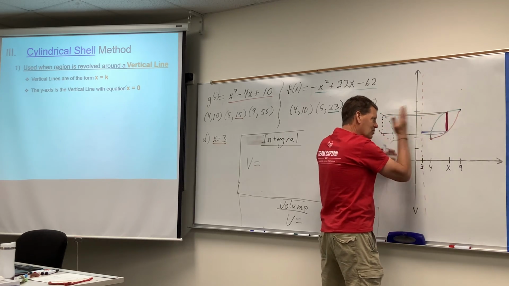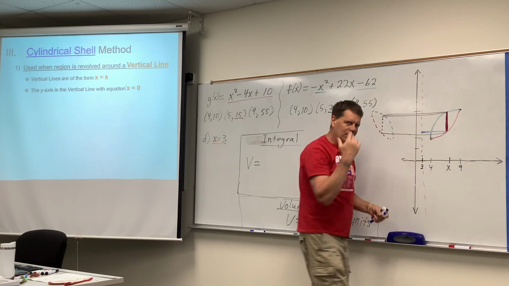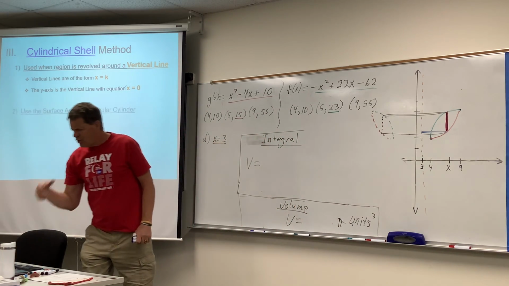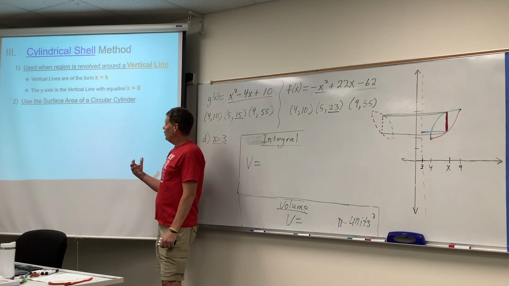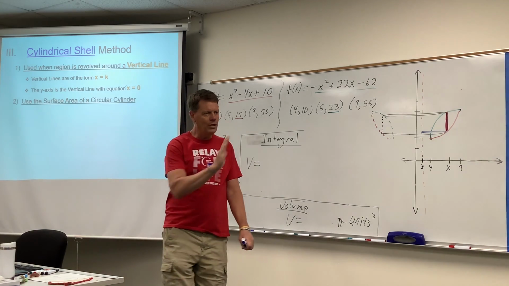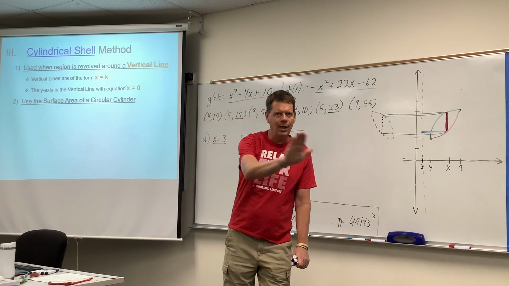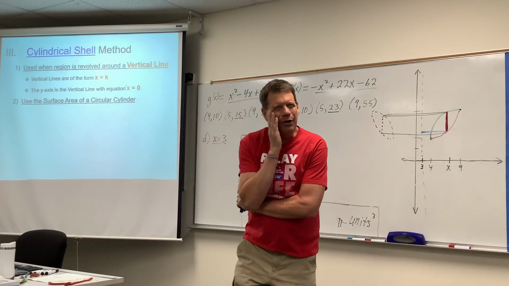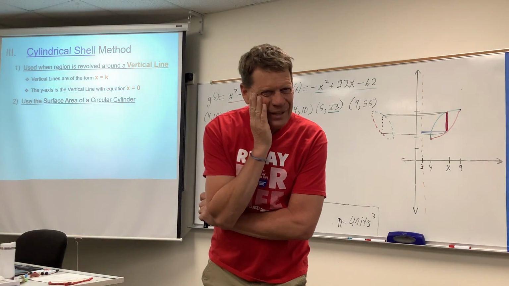And if you could add up the surface areas of all these cups, of all these cylinders, you'd have the volume of that 3-dimensional figure. So surface area of a cylinder is the foundational formula for this particular technique when you revolve around a vertical line. Does anybody know the formula for the surface area of a cylinder?